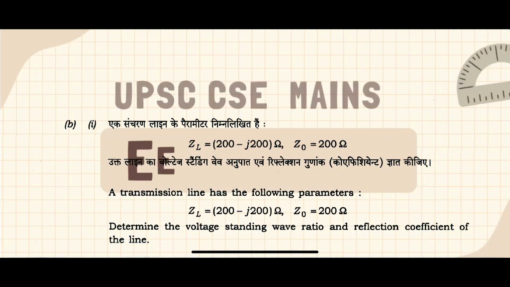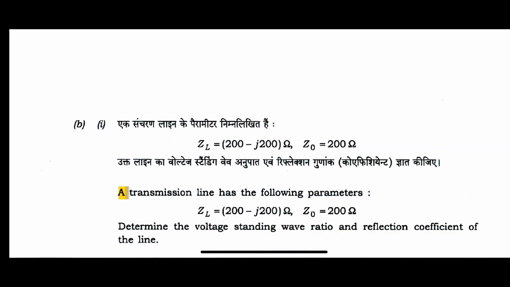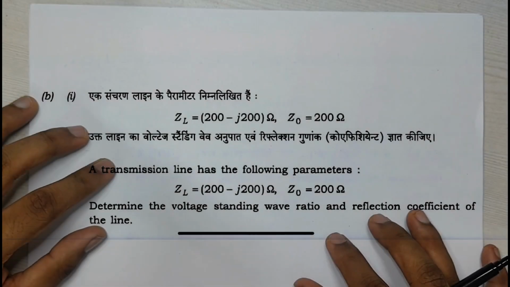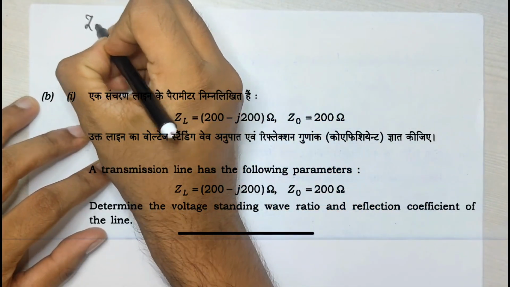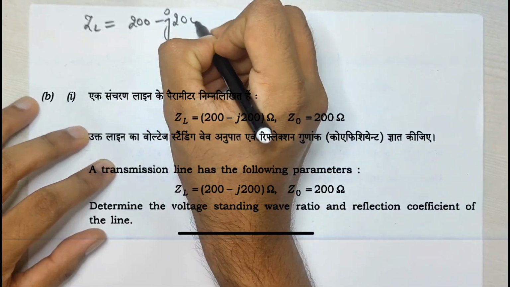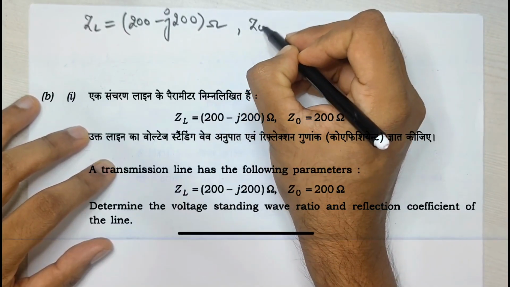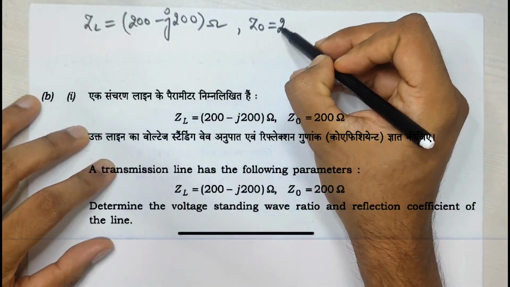This particular question of transmission line was asked in 2016. Let's read the 10 marker question. A transmission line has the following parameters. ZL is 200 minus j200 ohms. Z0 is 200 ohms. Determine the voltage standing wave ratio and the reflection coefficient of the line. What are the things given here? We have ZL, which is 200 minus j200 ohms. We have Z0 also given to us, which is 200 ohms.